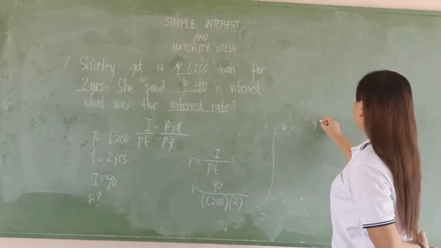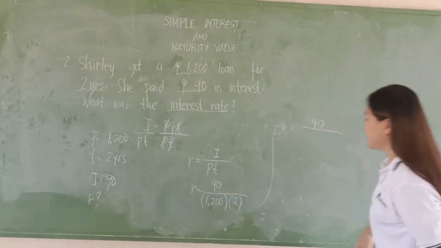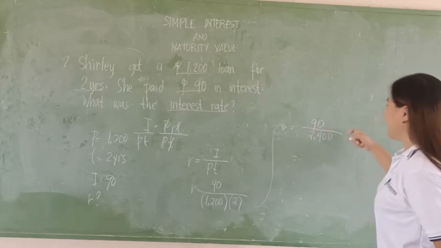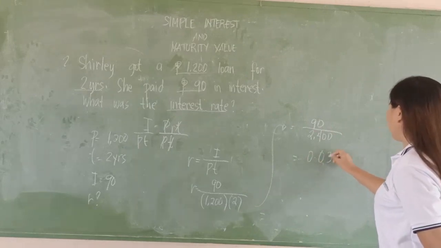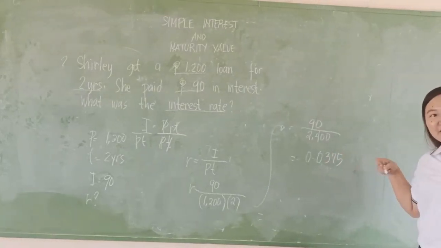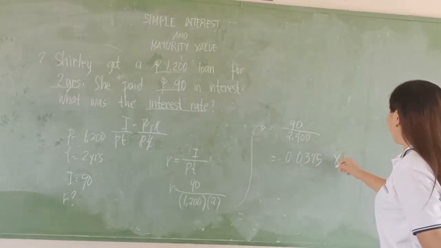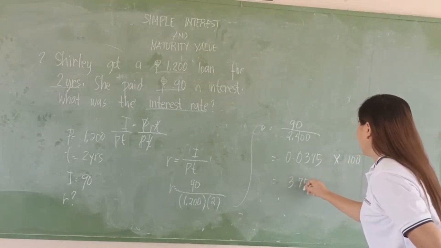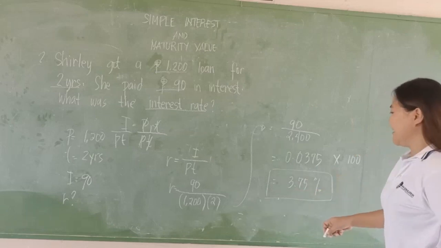So, 90 divided by 1,200 multiplied by 2 is 0.0375. So, decimal siya, gawin natin percent. So, times 100. So, times 100 is equal to 3.75%. Kasi ang hinahanap natin is the interest rate.